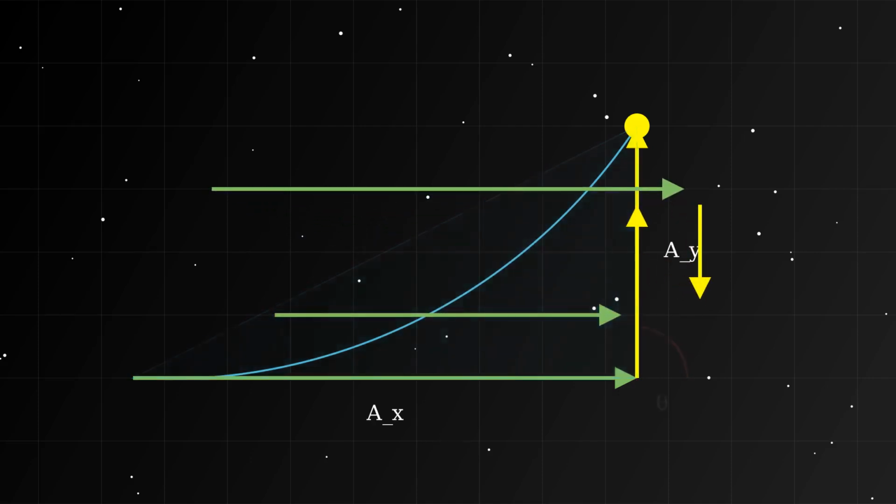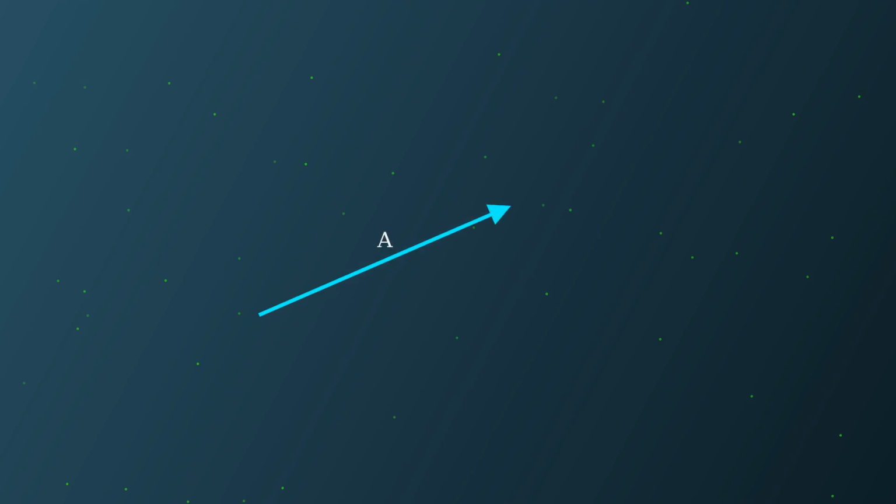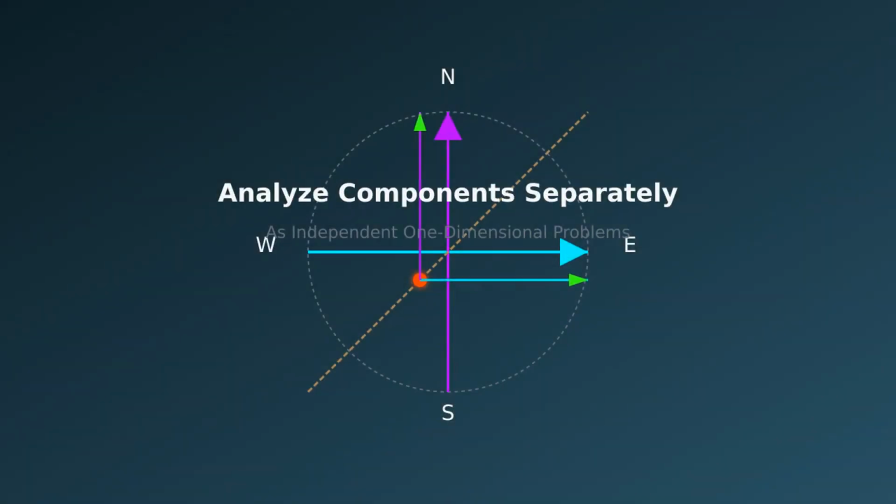Let's build the math. Suppose you have a vector with magnitude A at an angle theta from the horizontal. The horizontal component is A cosine theta. The vertical component is A sine theta. Those are just projections onto the x and y axes. And once you have the components, you can analyze each direction separately, as if they were independent one-dimensional problems.